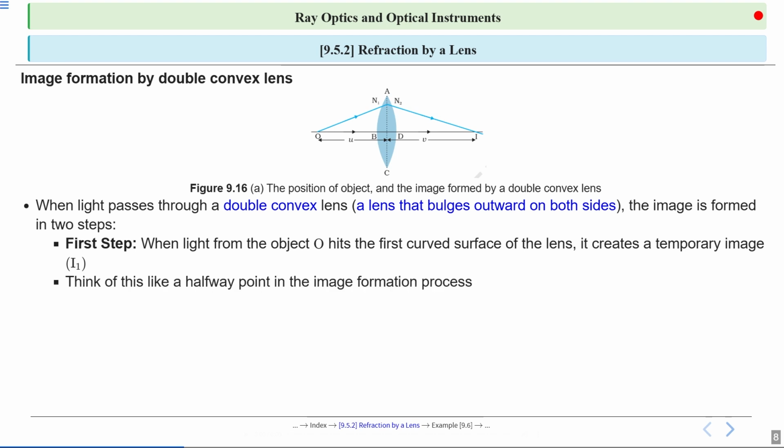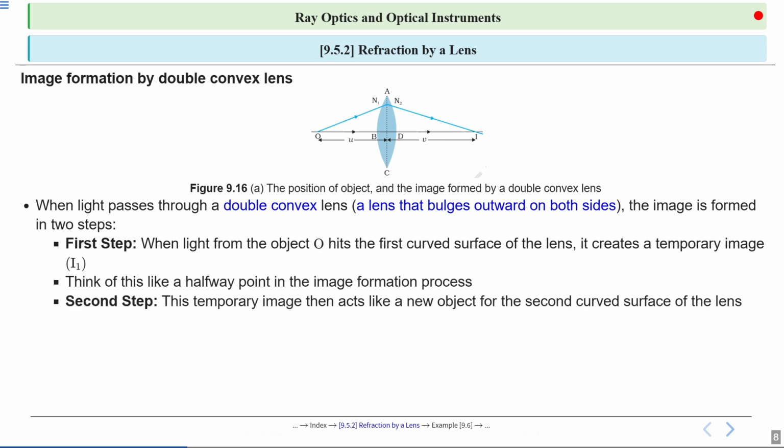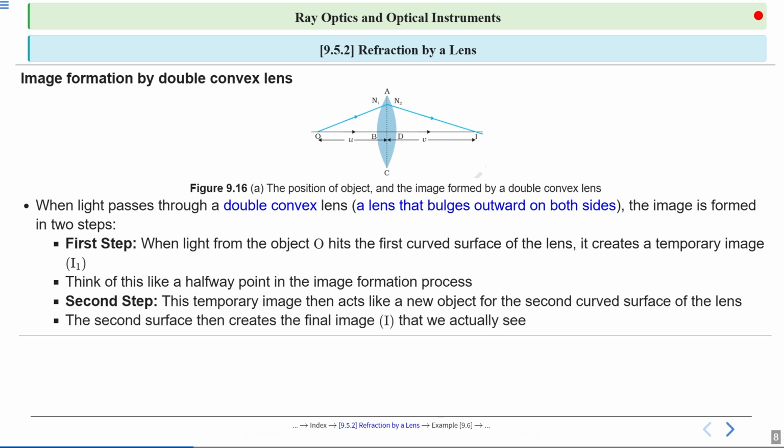Think of this like a halfway point in the image formation process. You can think that this is the halfway of the image. The final image is I, so this is the halfway point where the intermediate image is formed. Now, second step: this imaginary image then acts like a new object. That I1 will act like an object for the second surface ADC. The second surface then creates the final image I that we actually see.